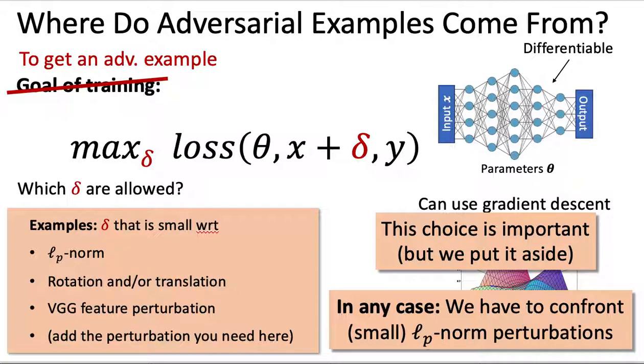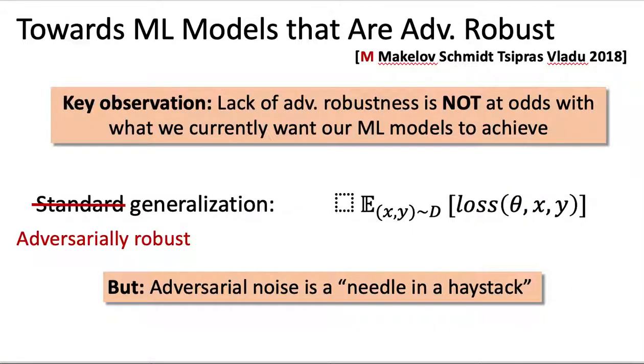And in any case, being robust to small Lp norm perturbations is clearly a necessary condition. So let's just focus on this kind of robustness for now. But I'm not claiming that this is the end of the road. It's definitely not. Okay? So now we would like to get a model that is actually robust to this kind of Lp-bounded perturbations. So how can we go about this?